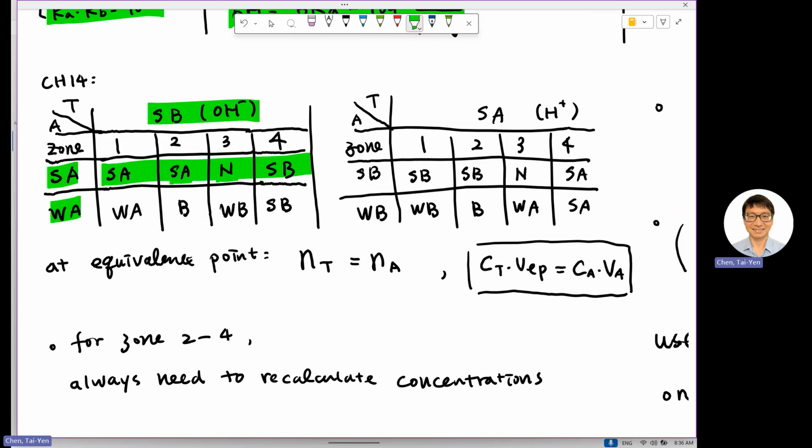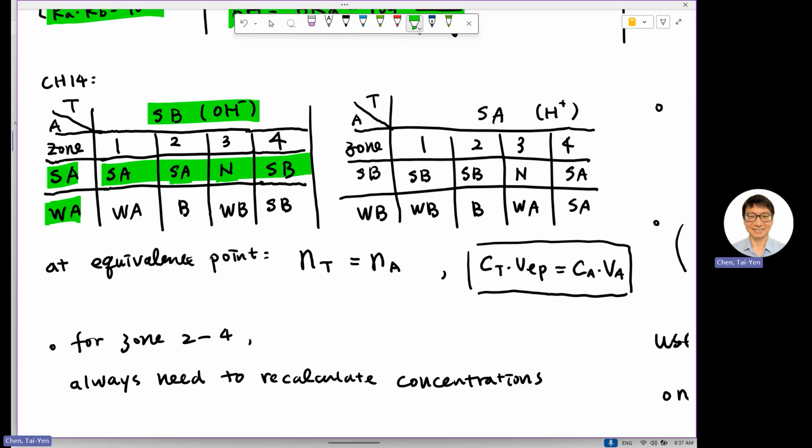Those are the 4 zones that you should know. The reason is that you should know what kind of solution you have in each zone. Then you can use the previous equations to calculate the pH. So knowing the zone and knowing what solution you have is critically important. For the strong acid and strong base, the situation is simpler. But when you have a weak acid to start with, the 4 different zones have different types of solution.